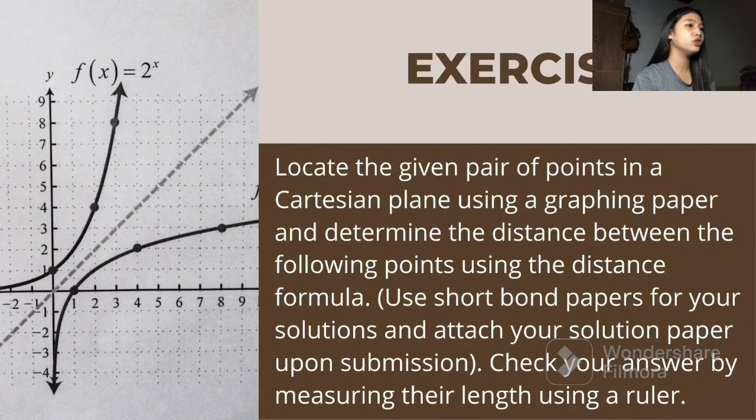Let's proceed to Module 1, exercise number 2. Locate the given pair of points in a Cartesian plane using a graphing paper and determine the distance between the following points using the distance formula. Use short bond papers for your solution and attach your solution paper upon submission. Check your answer by measuring their length using a ruler.